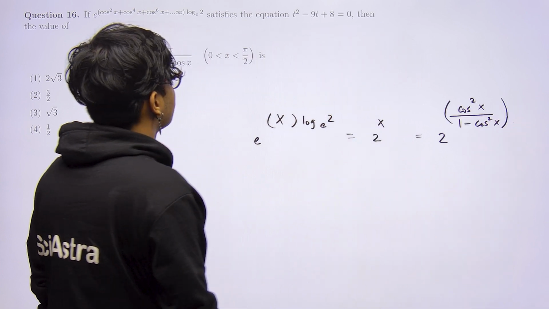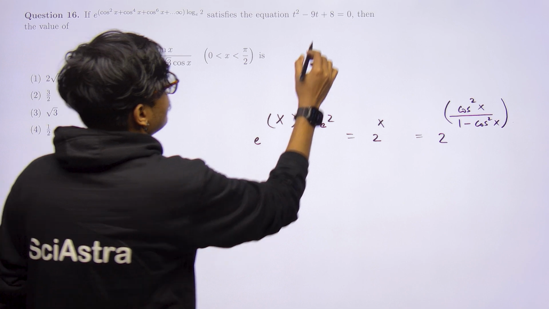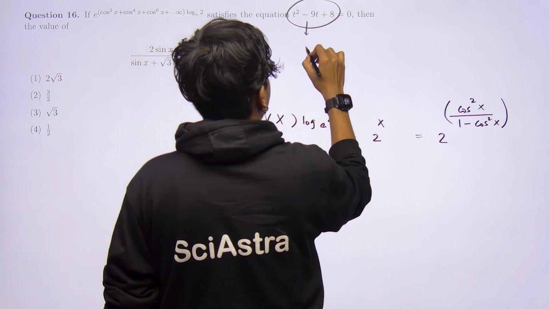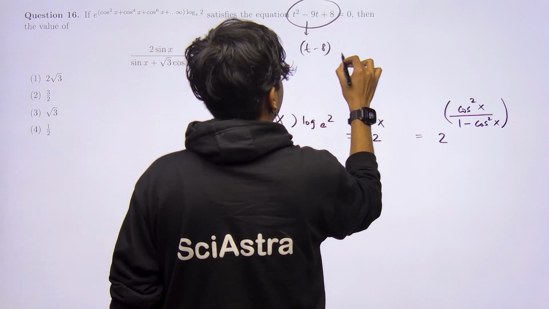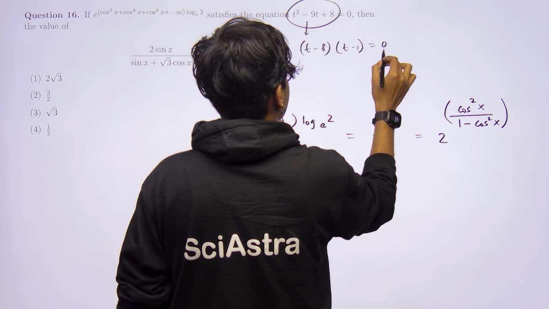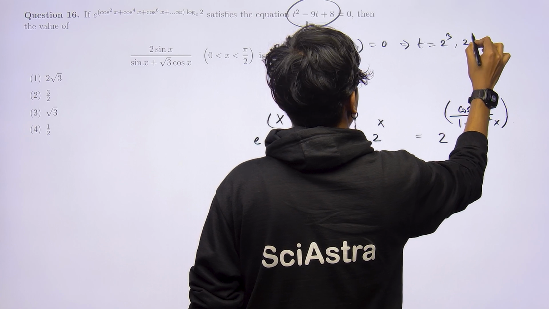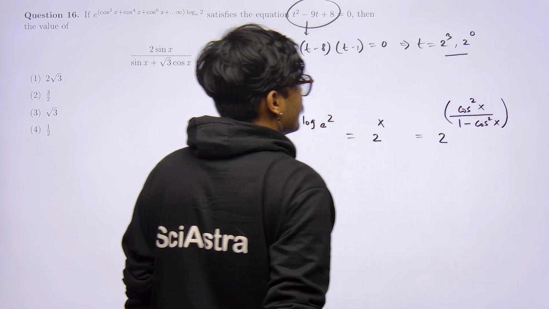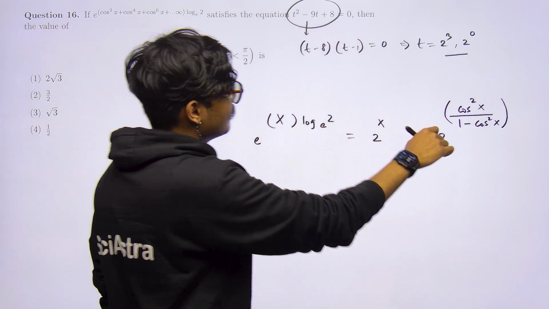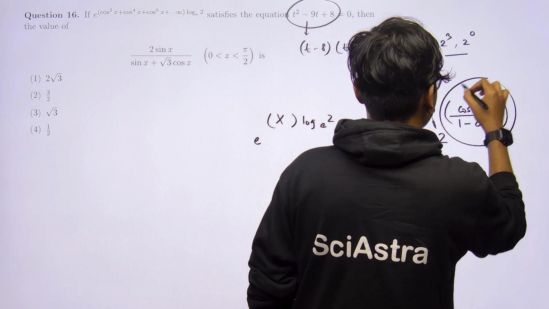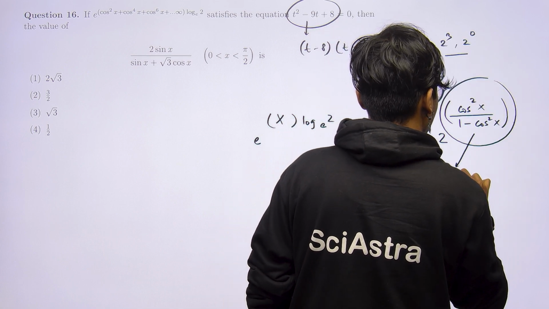Okay, so it's given that this satisfies this equation. So this equation is nothing but t minus 8 times t minus 1 equal to 0, right? So from here you can say that t is equal to either 2 cube or it's equal to 2 to the power 0, right? Now see, for this to be 0, so this means that this particular value either has to be 3 or it has to be 0.